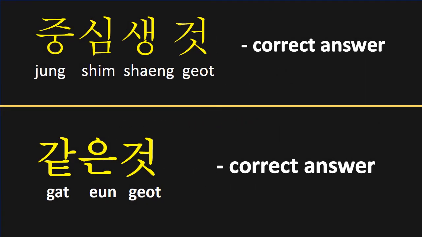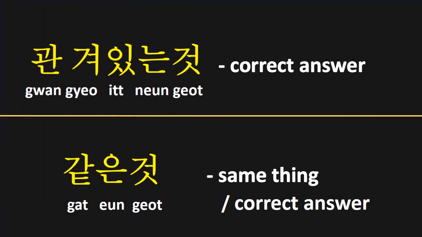Jungshim Shingat. It means correct answer. The question is looking for the correct answer. Katungat, meaning correct answer. The question is looking for the correct answer. Kwangyo itnangat means correct answer. The question is looking for the correct answer.